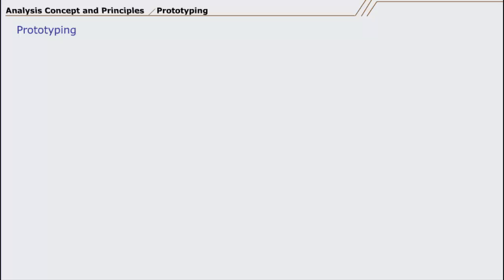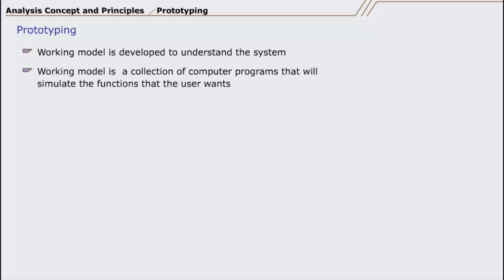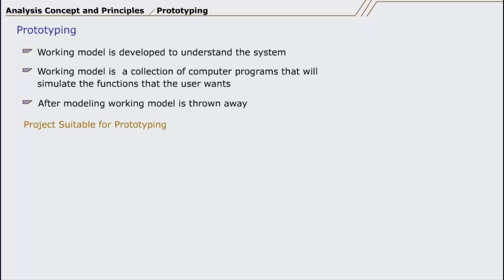The prototyping approach almost always assumes that the model will be a working model, that is, a collection of computer programs that will simulate some or all of the functions that the user wants. But since those computer programs are intended just as a model, there is also an assumption that when the modeling is finished, the programs will be thrown away and replaced with real programs. Good candidates for a prototyping approach are projects that have the following characteristics.